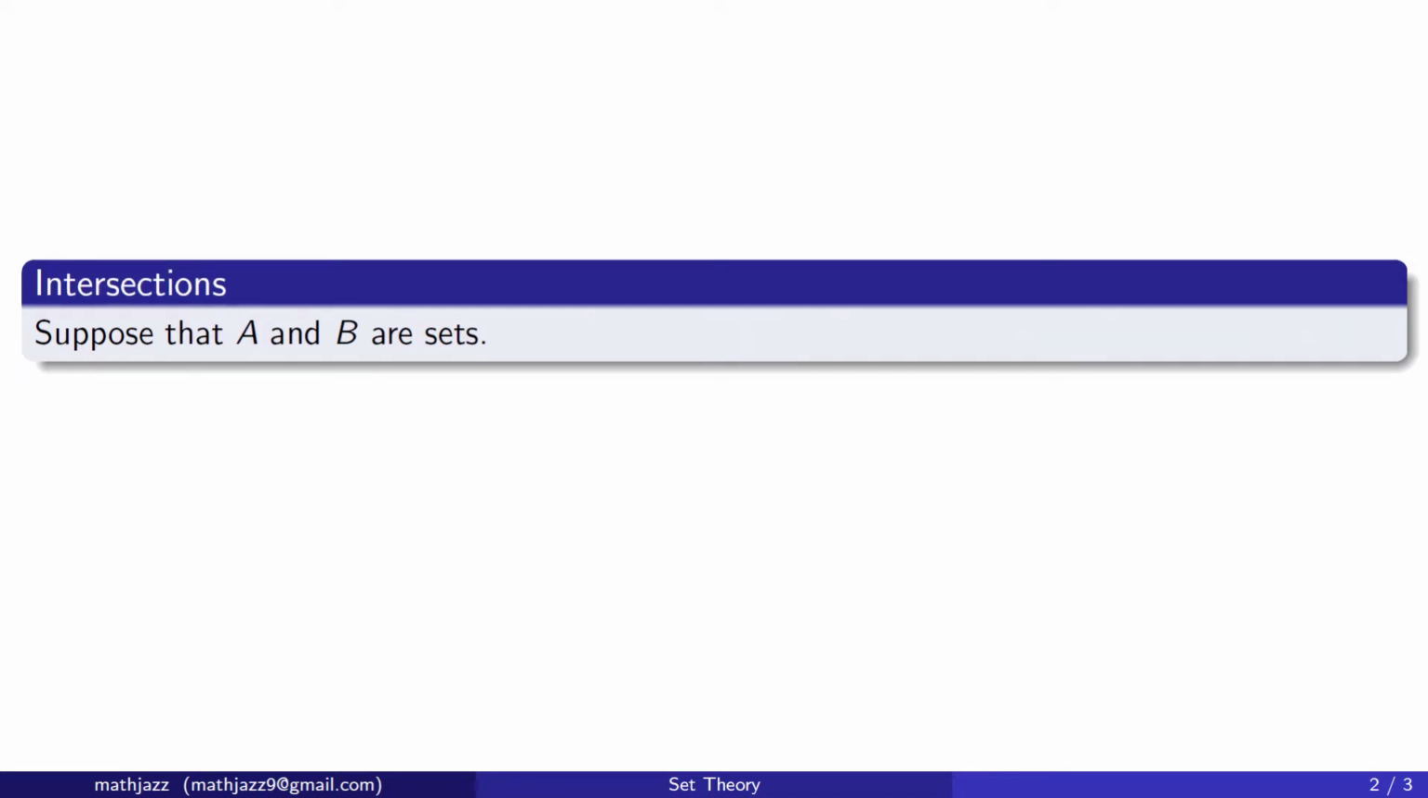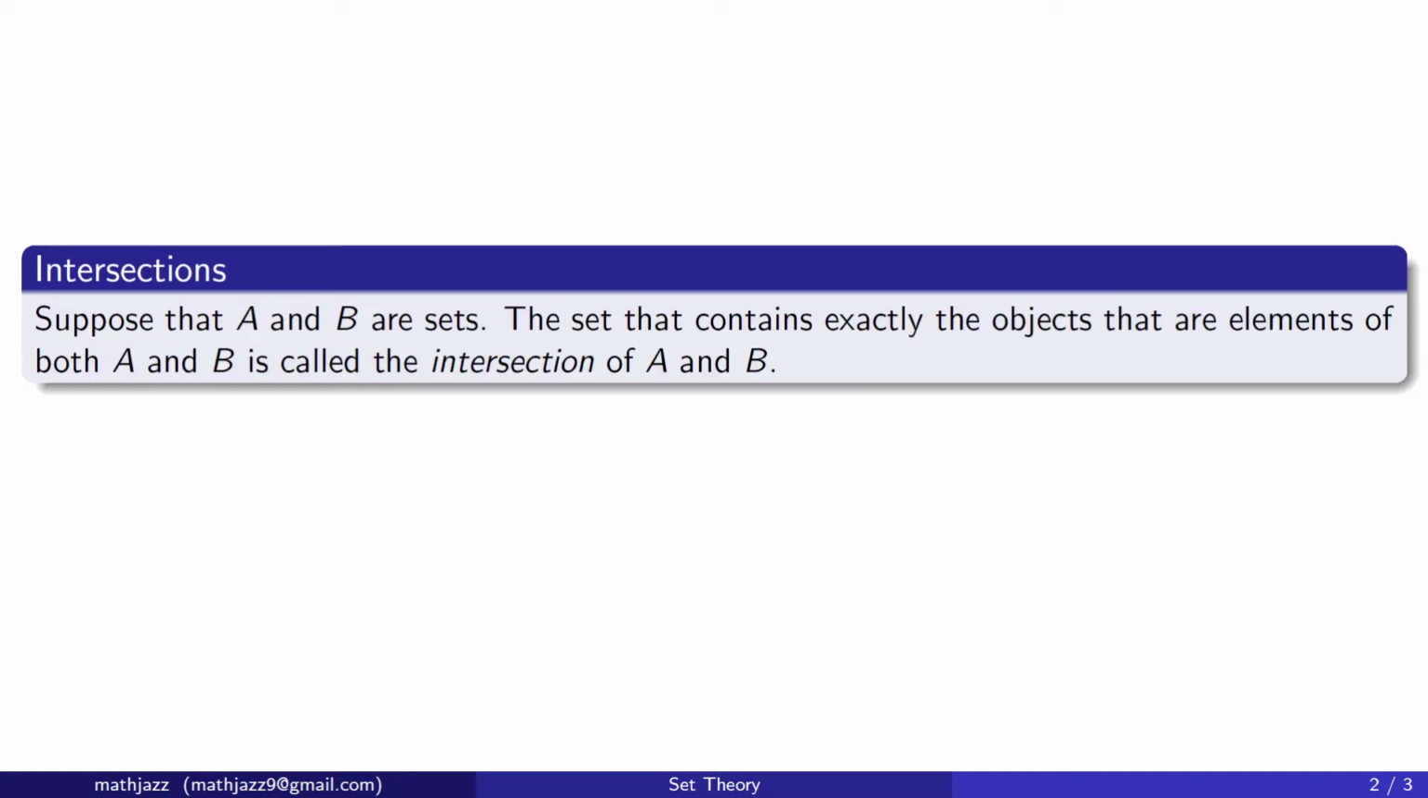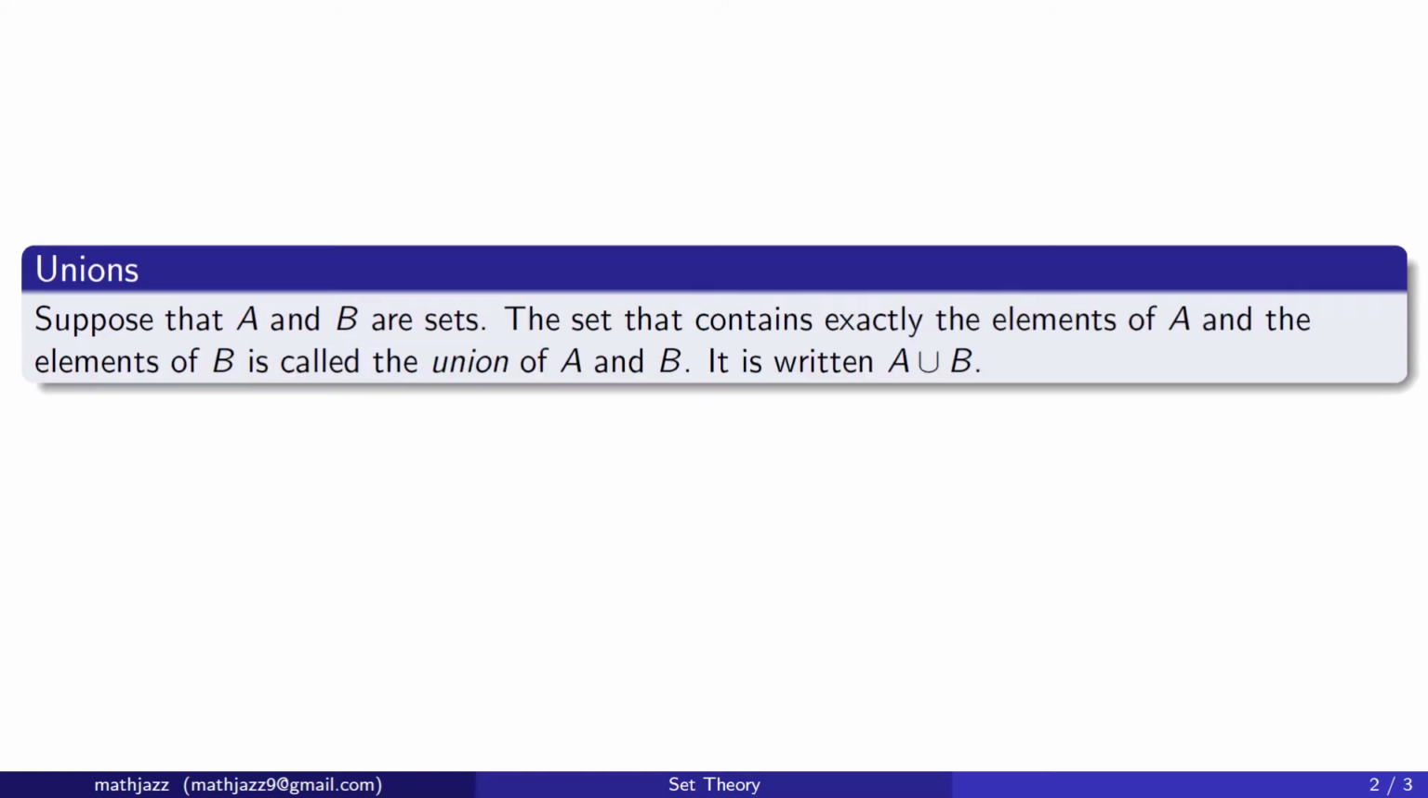Intersection is the next term that we need. So suppose that A and B are sets. The set that contains exactly the objects that are elements of both A and B is called the intersection of A and B. Now, this sounds very similar, but the intersection is all of the stuff that is in both A and B. That is, every element of the intersection is in A and it's in B. Whereas with our union, every element is in A or it's in B, or it's in both.